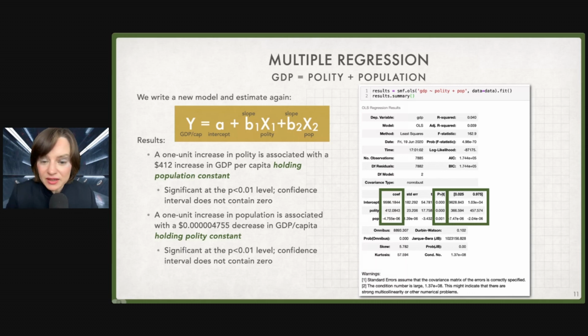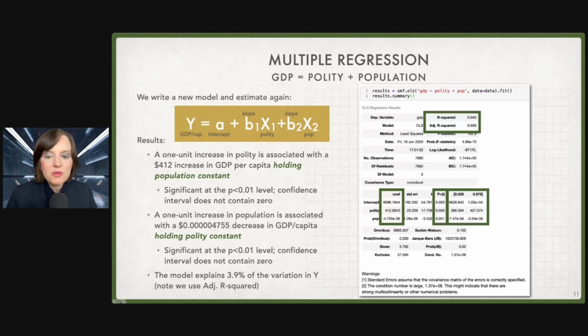All right. So it's significant. Confidence interval doesn't contain 0. It's low, but it doesn't contain 0. And our R squared, we're going to look at the adjusted R squared because we've got more than one independent variable, 0.039. We are explaining now almost 4%. We are explaining 3.9% of the variation in Y.